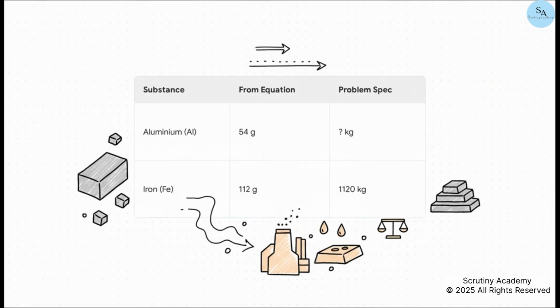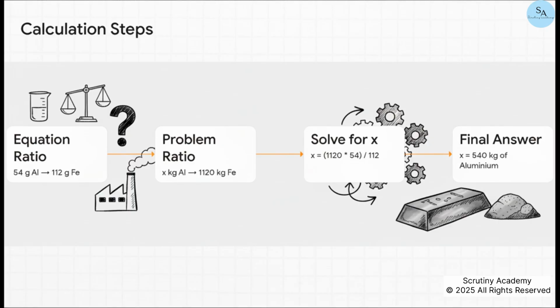Okay, first things first, let's go back to our recipe, the balanced equation. If we look at the atomic masses, we can see that 54 units of mass of aluminum will produce 112 units of mass of iron. This ratio is our key. Now we can set up a super simple proportion.